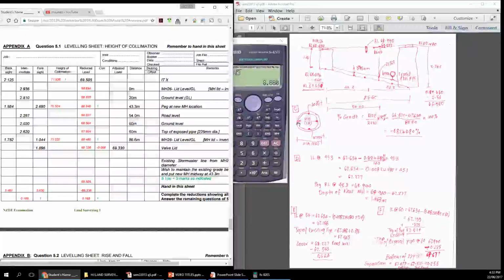The diameter of the pipe is as shown here. There's 2 types of diameter. There's an ID, which is an inside diameter, and an OD, which is an outside diameter. In this particular case, they've used nominal pipe diameters of 375 and 225.